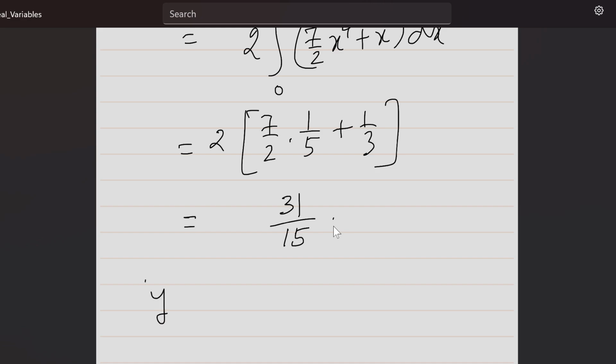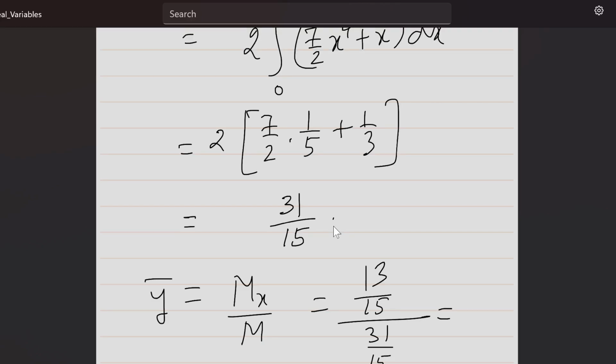So what is y bar? It is mx by m. Okay. So it is 13 by 15 by 31 by 15. So it is something like 13 by 31. So what is the answer? Answer is 0, comma 13 by 31. It is the center of mass.